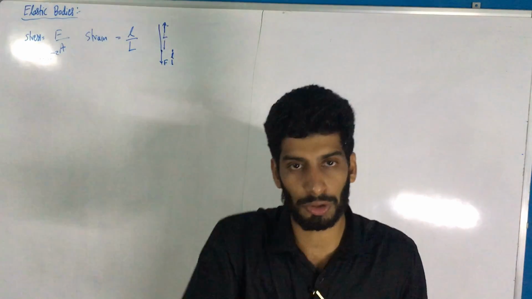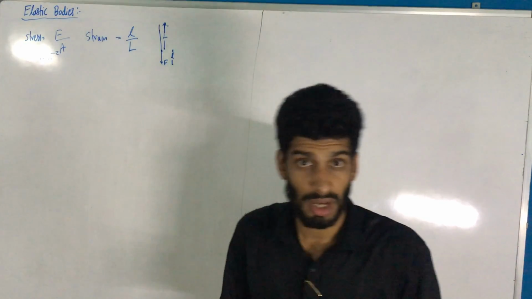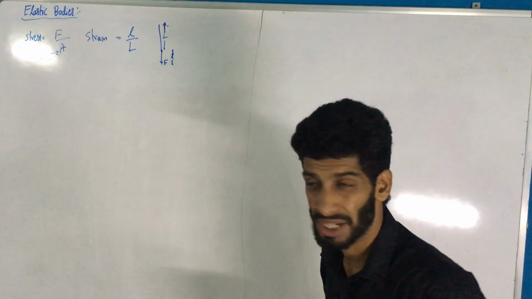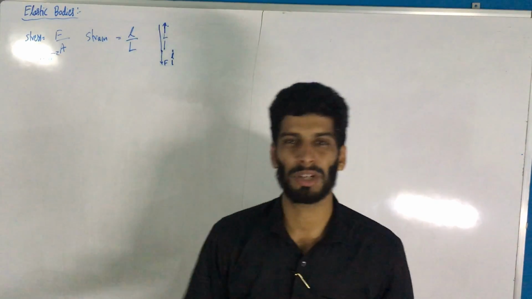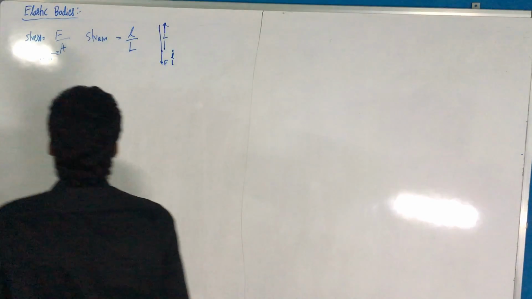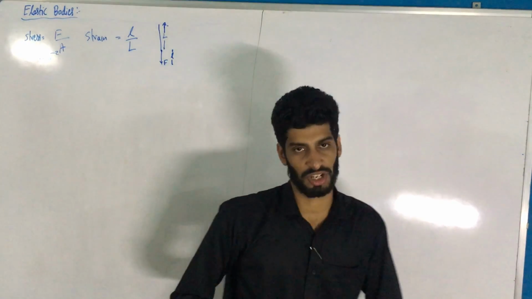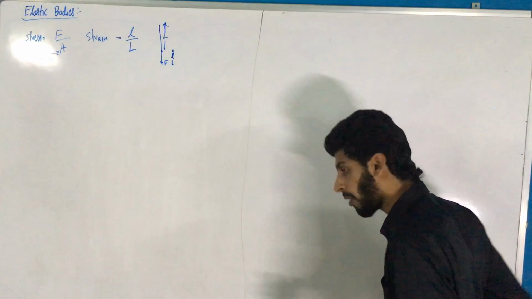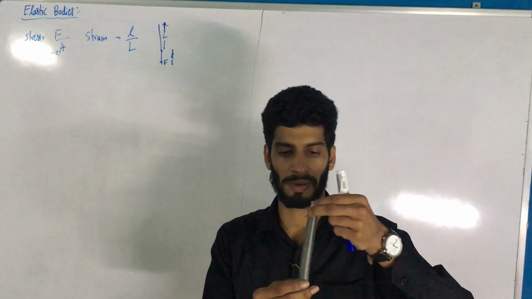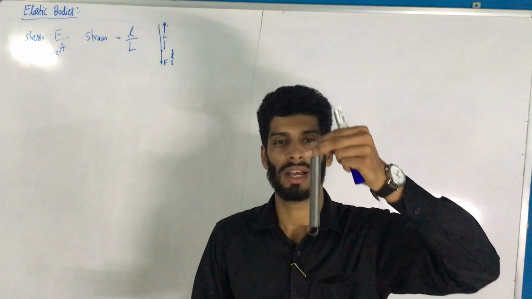So the change in length to the original length is going to be defined as the strain in an elastic body. However, it doesn't have any unit, since it is length by length, a dimensionless quantity. And what Hooke's law states is, if I apply more and more stress, I would get more and more strain. So this is an example for an elastic body, as I told you before.